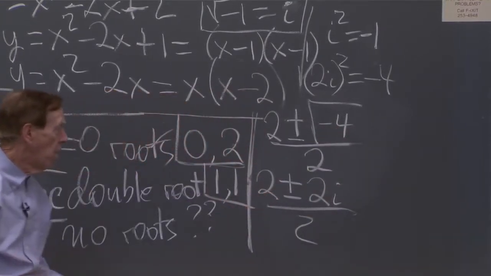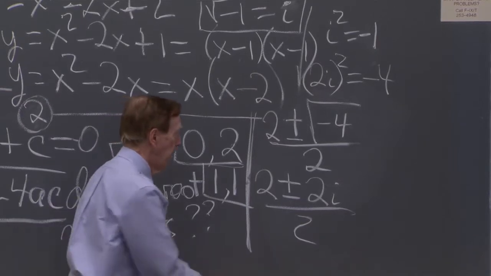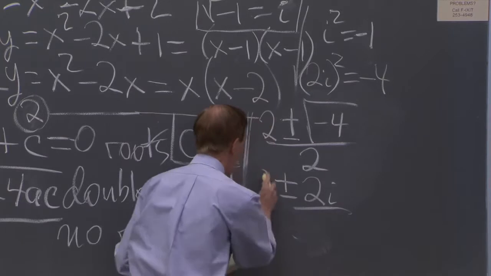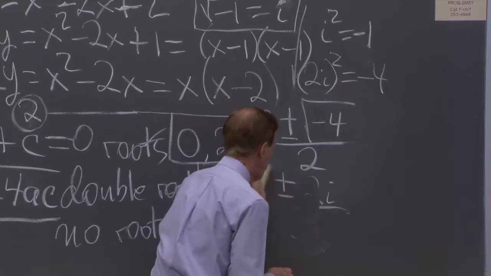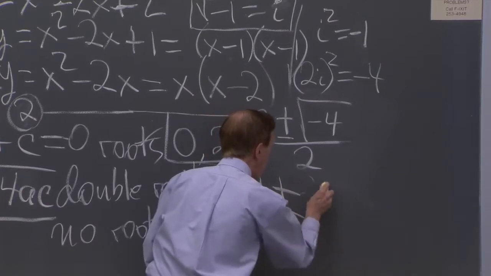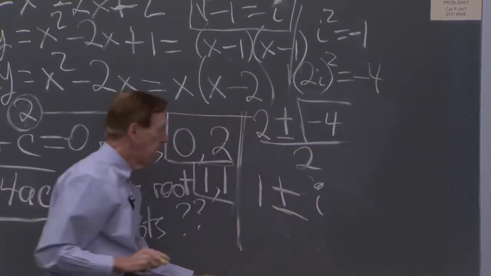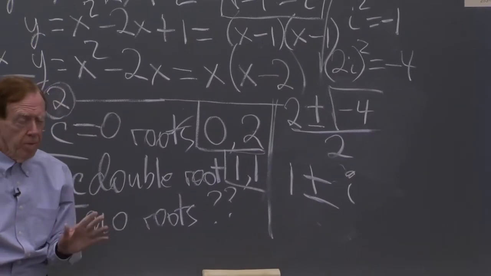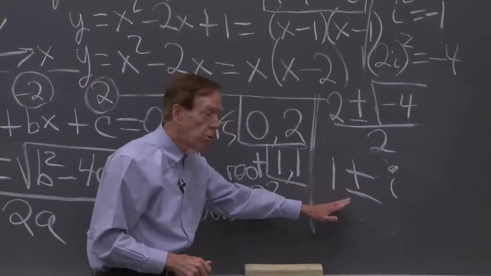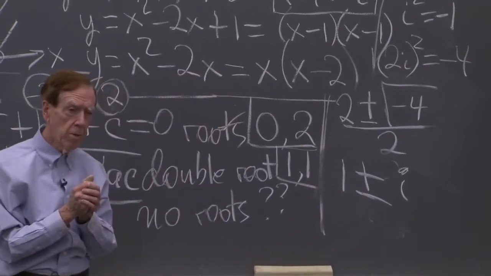Now, I get to cancel the 2's. Can I just do that? 2 divided into 2 gives me the 1. 2 divided into that 2 gives me the 1. Look what I've got. 1 plus or minus i. 2 roots, as we hoped, as Gauss was sure we would find. 1 plus i is a root. 1 minus i is the other root.